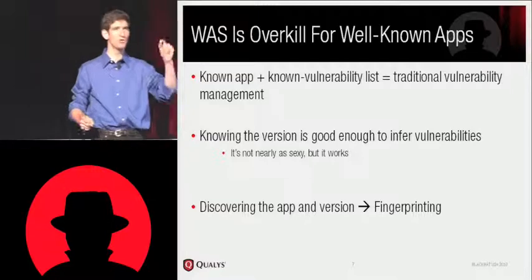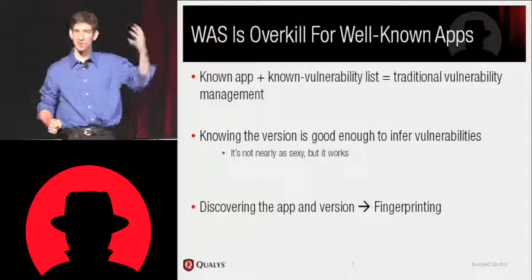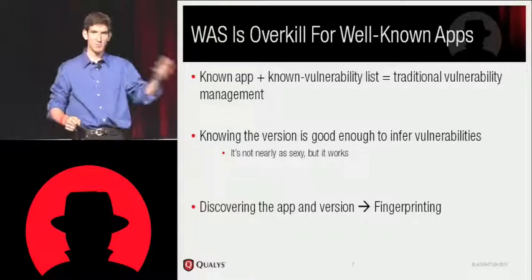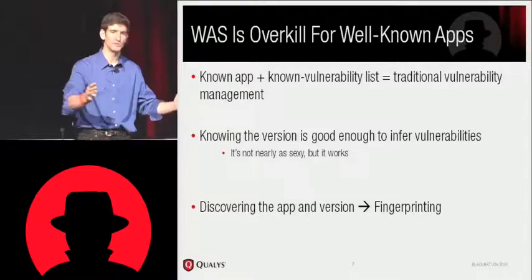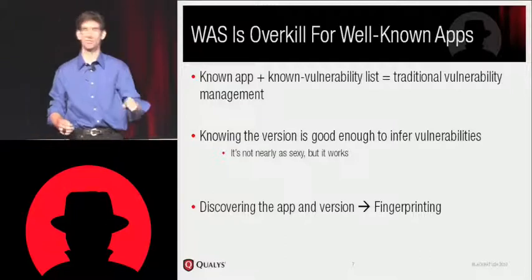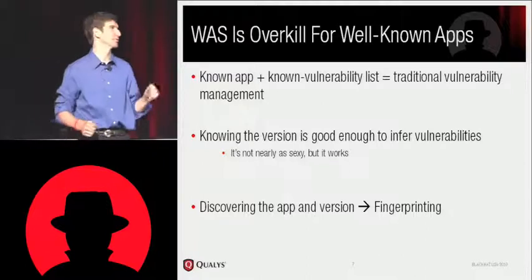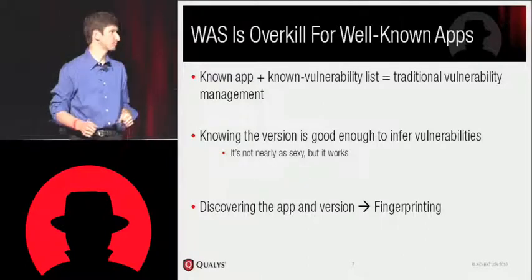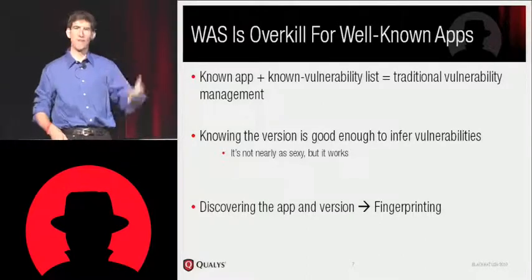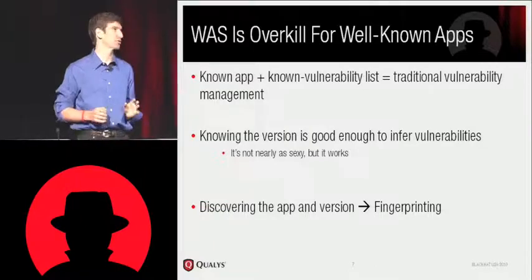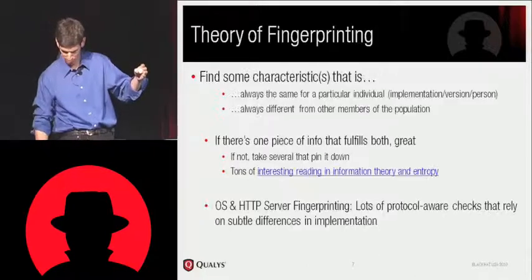We're saying if it's a known off-the-shelf web application and you've got vendor-published vulnerabilities or community-published vulnerabilities, then it's very much like traditional vulnerability management, where if you're running XPSP2, we know you're vulnerable to all of these different things, and that's actionable. That's something that you care about, whether you are a system administrator or a pen tester or an auditor or something like that, or whether you're building this into tools. So knowing the version is good enough to infer these well-known vulnerabilities. It's definitely not as sexy as WAS, but this works, and I'm going to talk a little bit about why it works. So discovering the app and the version is fingerprinting.